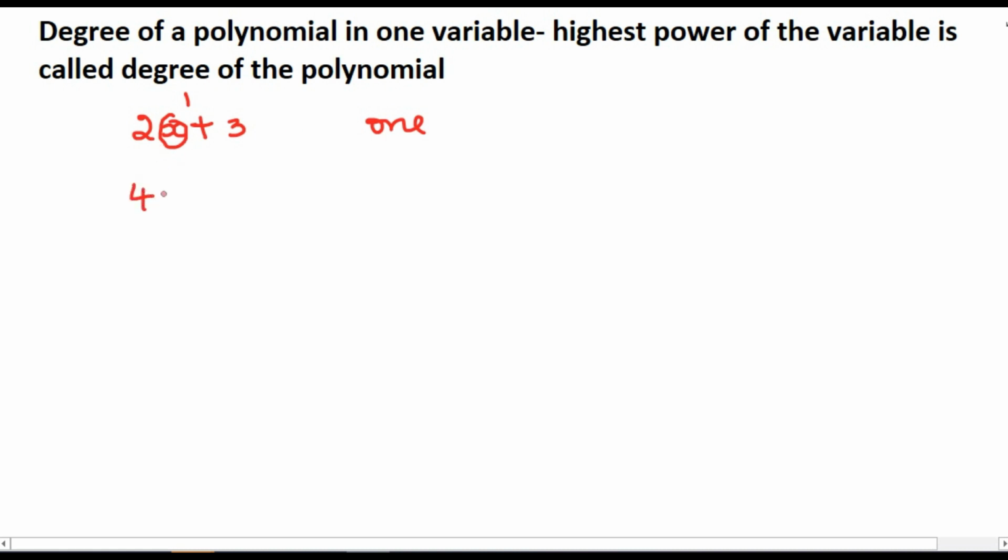If I take another example, say 4y square minus 3 by 2y plus 5. Here the variable is y, and in this term the power of y is 1, and in this term the power of y is 2. So the highest power is 2. So the degree of this polynomial is 2.